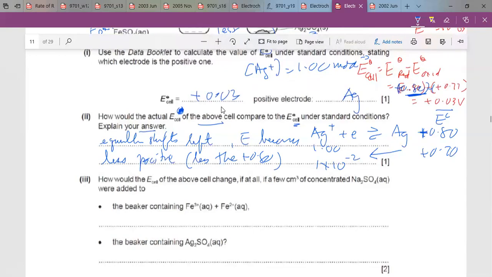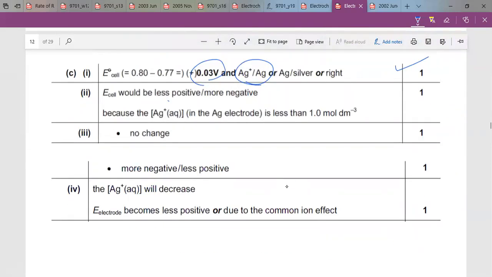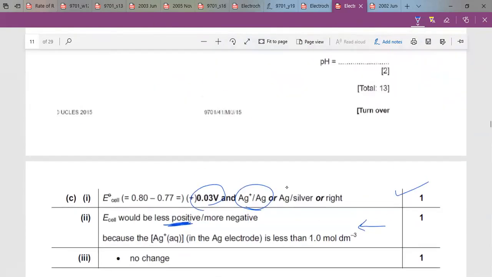Or let's not get so extreme, let's say 0.79. So it's plus 0.79 minus plus 0.77, so it becomes very small, 0.02 only. So it becomes less positive. So the E cell becomes less positive, or will decrease. Because the silver concentration is less than this one here, the equilibrium position shifts backwards. Okay, 3 more minutes to go.